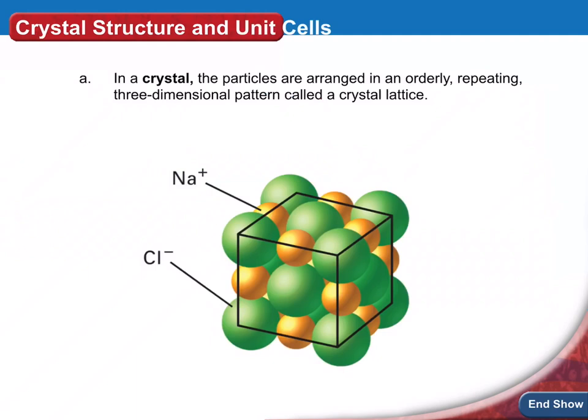So let's talk crystals. What makes something a solid is that it's going to have a crystal structure. Now, sometimes it's not very orderly, but we'll talk about that in a minute. But a lot of times it is. In a crystal, the particles are arranged in repeating units. That repeating pattern is called a lattice, a crystal lattice.